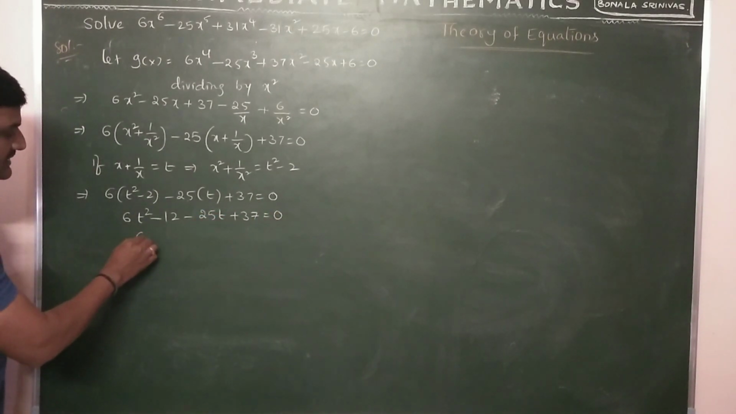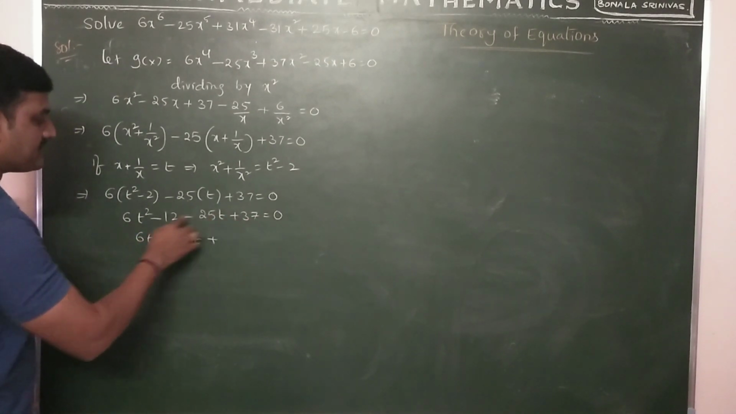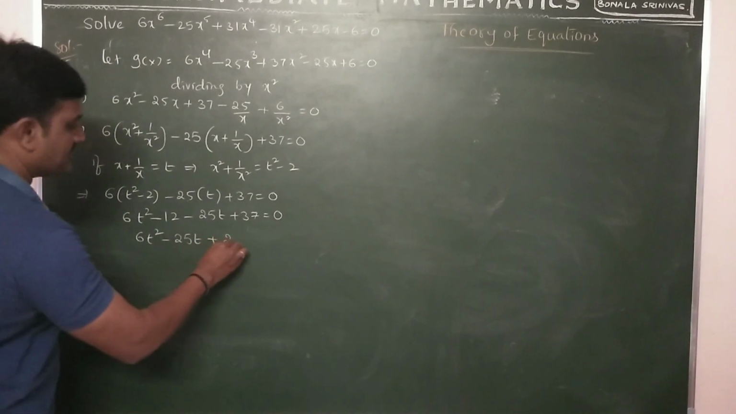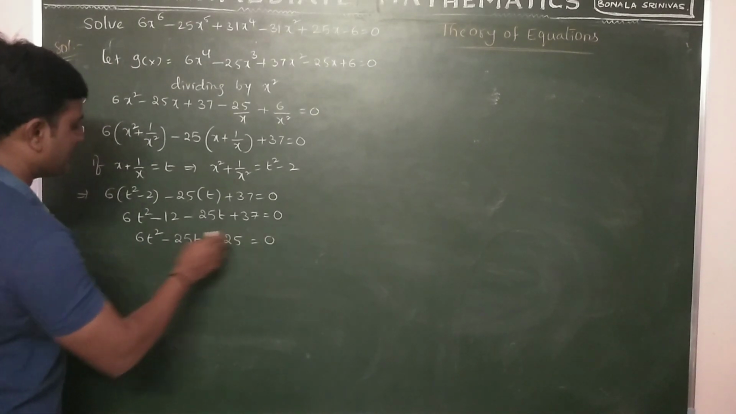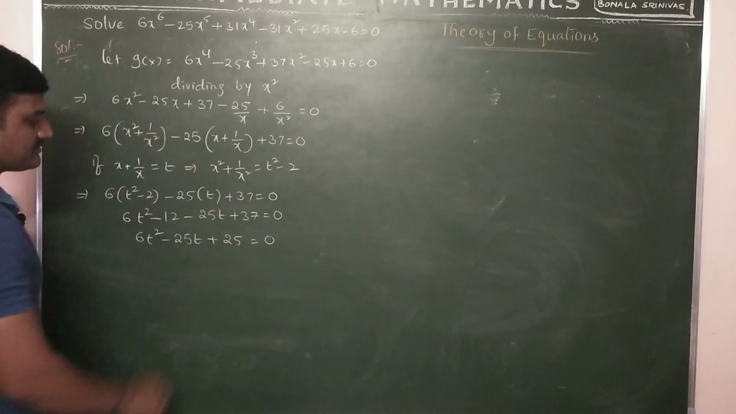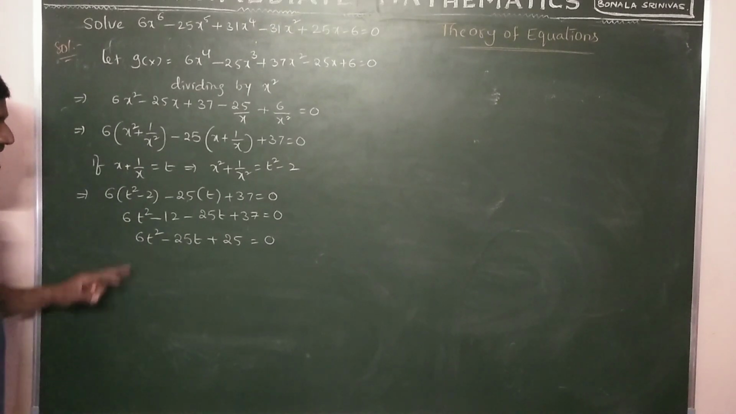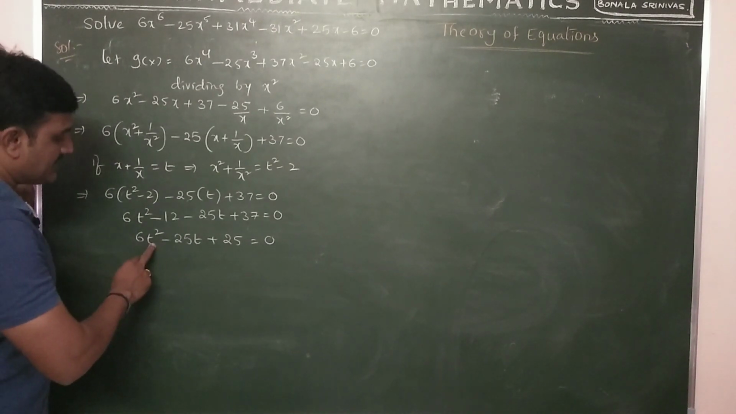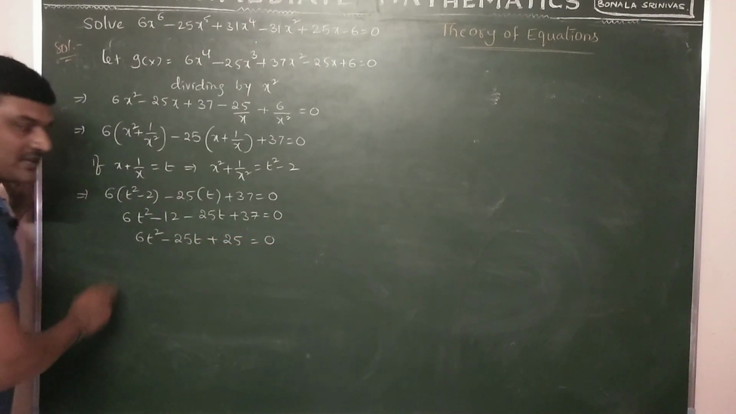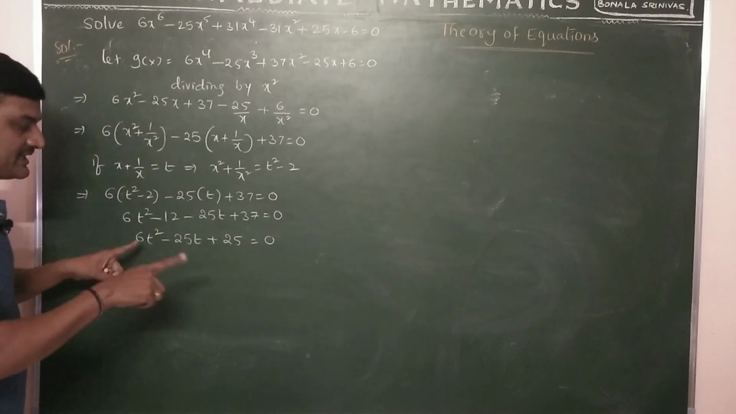Then 6t square minus 25t plus 37 minus 12 is plus 25. Okay, now 6 and 25. Now we can solve it, it is a quadratic equation. We can solve this equation by formula and also by splitting.